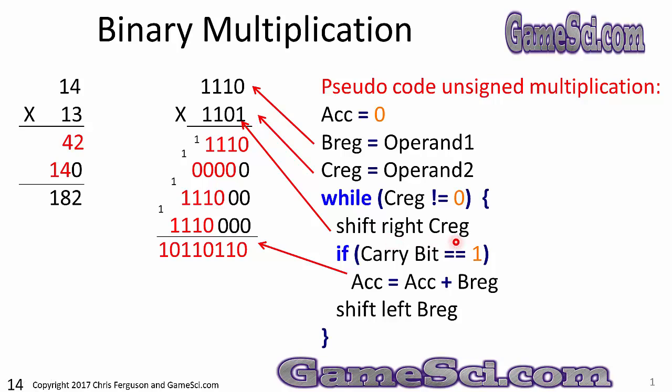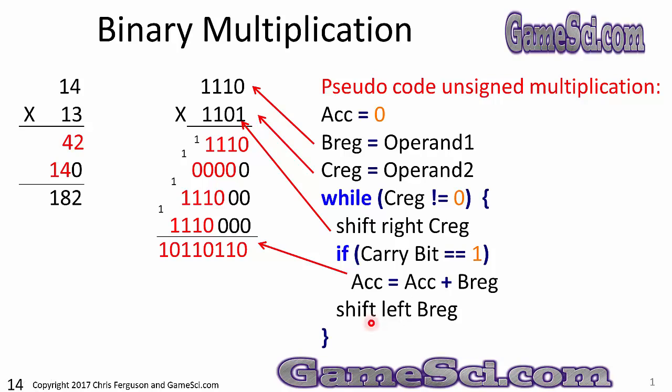I'm going to shift right the C register. I'm going to shift this set of 1s and 0s to the right and peel off this 1 right here. If I shifted a 1 into the carry bit, which I did, there's a 1 right there that got shifted into the carry bit. If that's a true statement, I'm going to add to the accumulator the B register and store the result into the accumulator. So I'm adding this value right here to the accumulator, and the accumulator will contain this row right there.